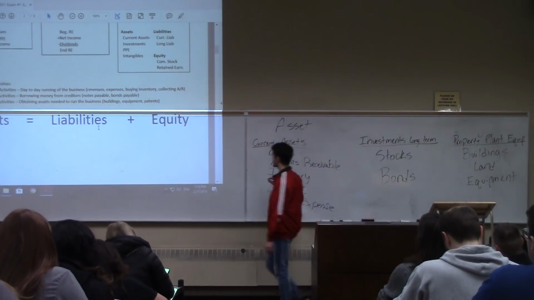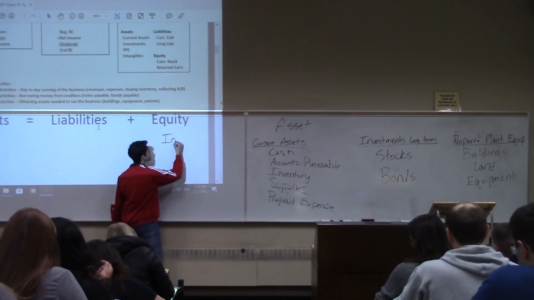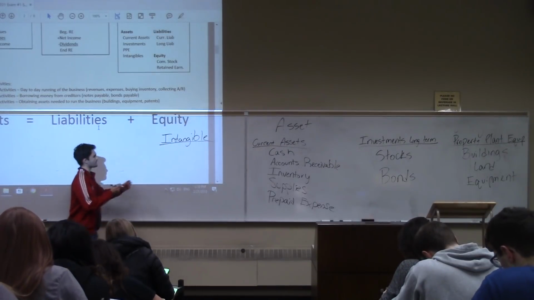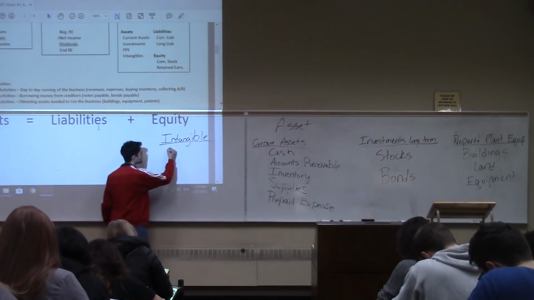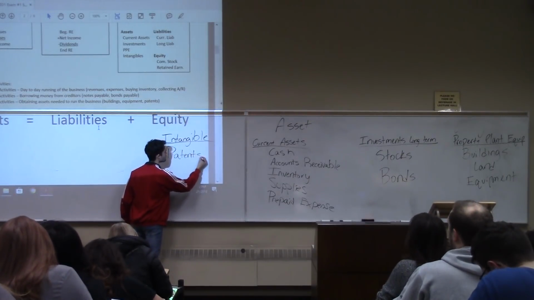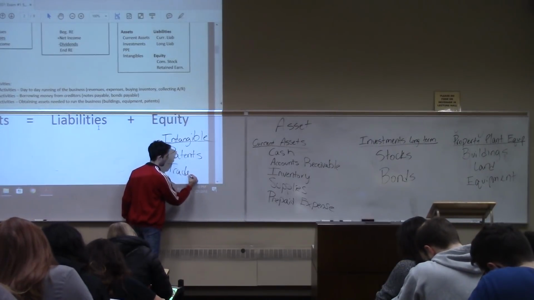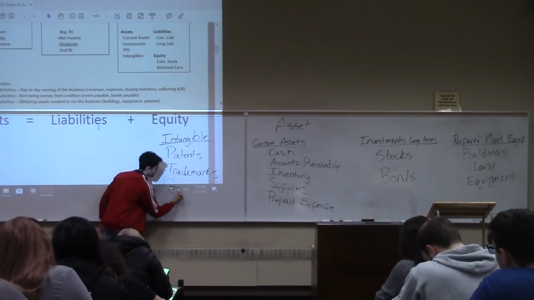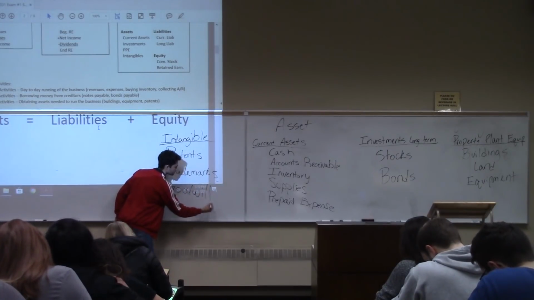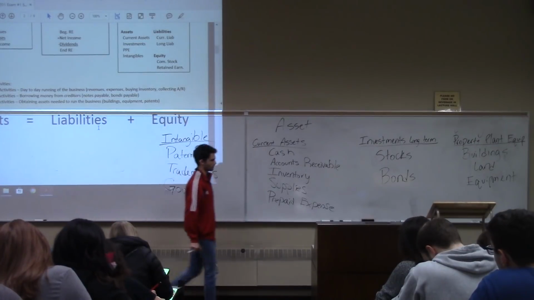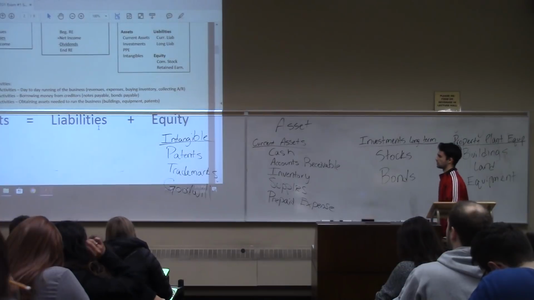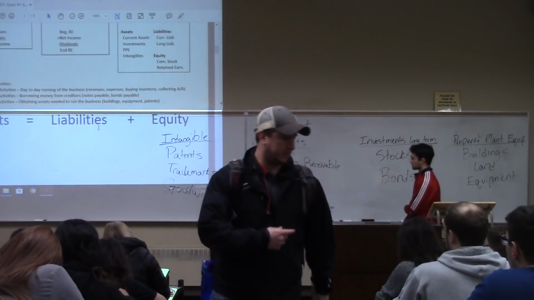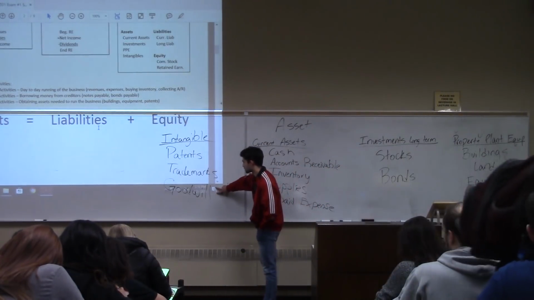And then our last category for assets is intangibles. So anything that we can't touch, like patents, trademarks, and a few others like copyrights. And then goodwill. Some people have a misconception about goodwill.